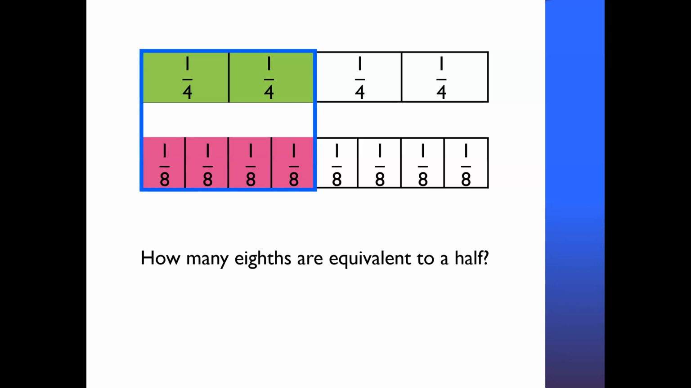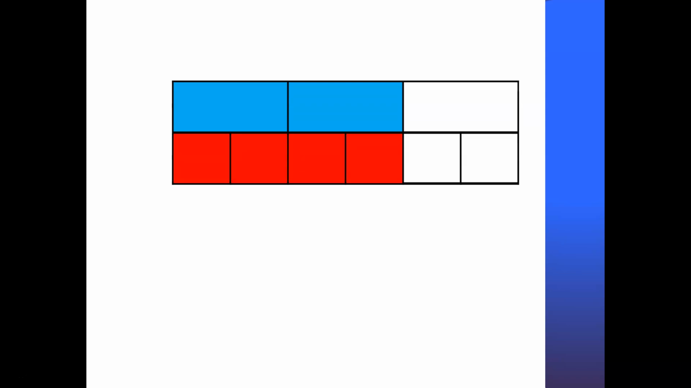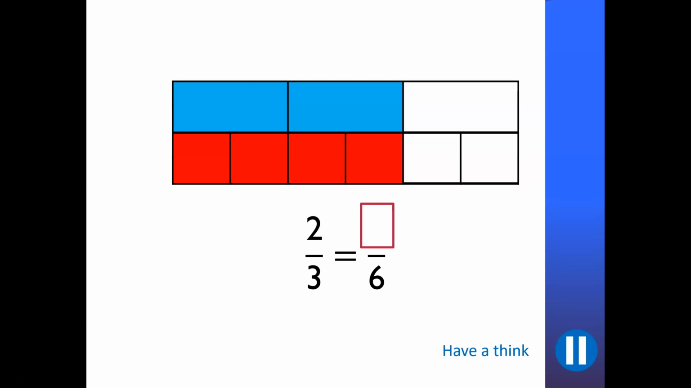2 quarters is equivalent to a half, and 4/8 are equivalent to a half. They are all the same. Now let's take a look at 2 bars of equal size together. If I divide the first bar into 3 equal sections and the second bar into 6 equal sections, can you find the missing numerator? How many sixths are equal to 2/3? Pause the video and have a think.